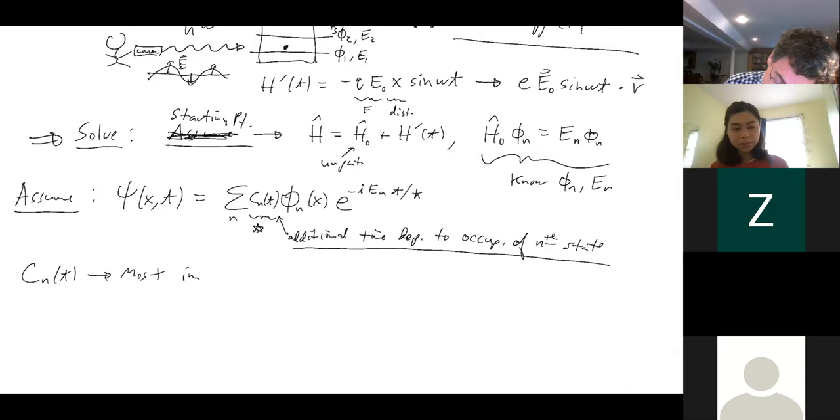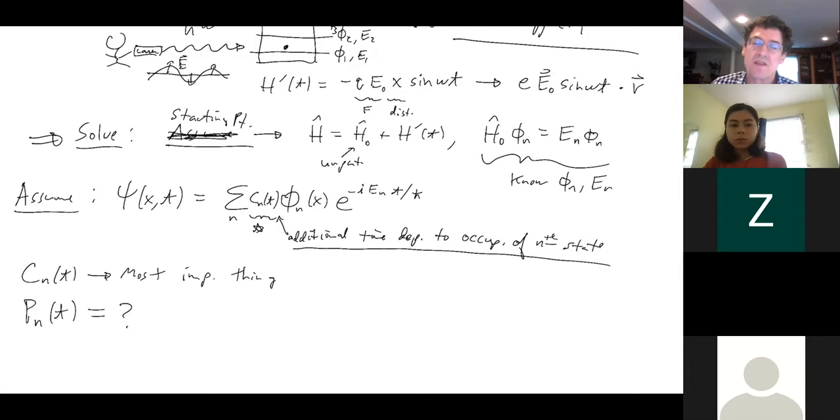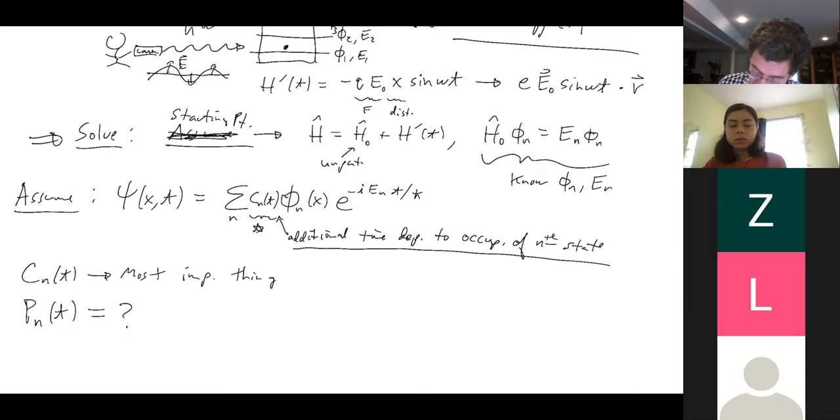The reason I say that is because I can ask you, what's the probability to be in state n at time t? Now I'm asking a question: what's the probability that I find myself in the nth state at time t? Cn squared. Exactly. That's exactly right. It's going to be |Cn(t)|².